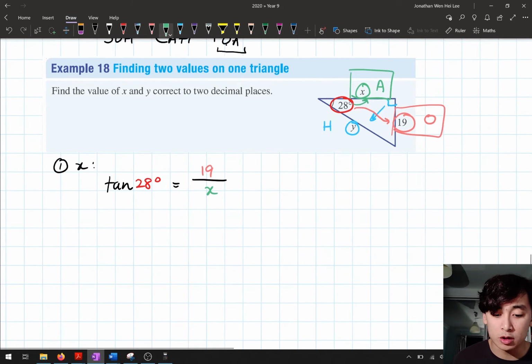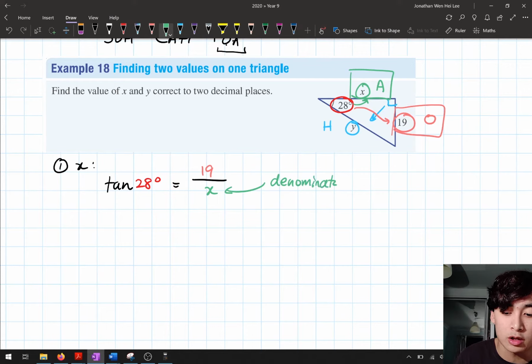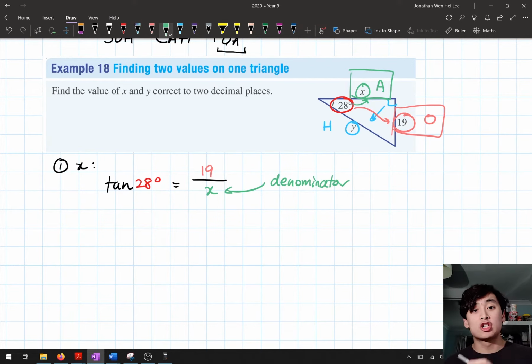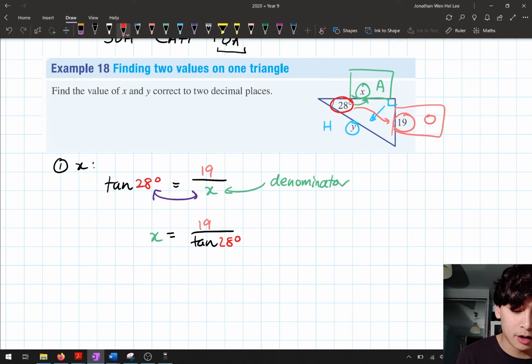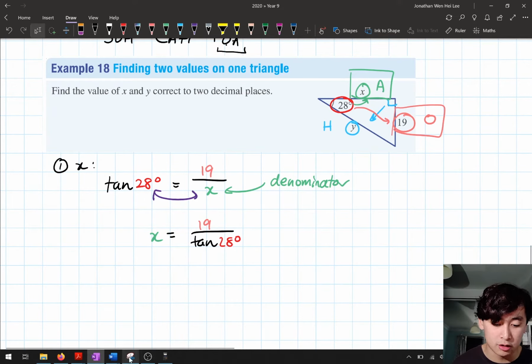Okay, once again, what do we notice? x is in the denominator. Because it's in the denominator, what do we need to do? We need to swap it with the trig ratio on the other side. So I'm going to do a swap again. So here, I'm going to have x is equal to 19 over tan 28. Okay, putting that in my calculator, I want it to two decimal places.